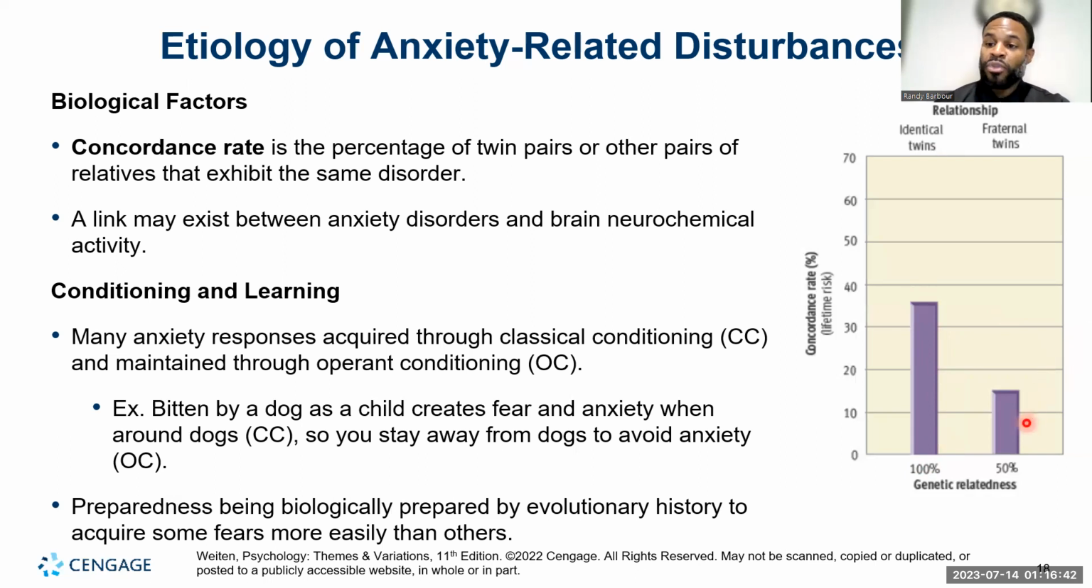However, fraternal twins only share about 50% of their genetic makeup, and about 15% of fraternal twins both have anxiety disorders. One is diagnosed and the other is diagnosed. Again, this also applies to family members. If your mom has been diagnosed with an anxiety disorder, there is some likelihood that you may be predisposed to it. We don't know the percentage specifically, but there is a small percentage that says you are predisposed to certain anxiety disorders.